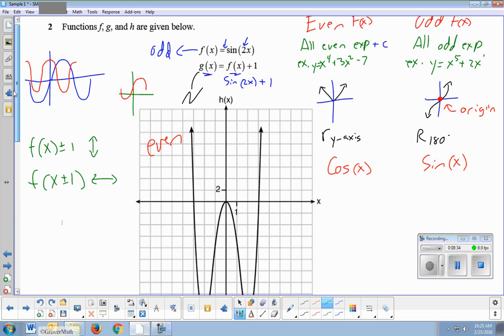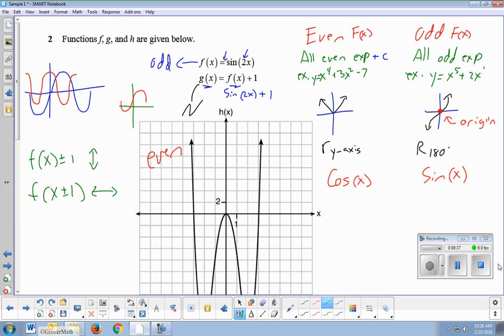Okay, so this is Algebra 2 Trig Regents State Sample Question number 2. See ya.